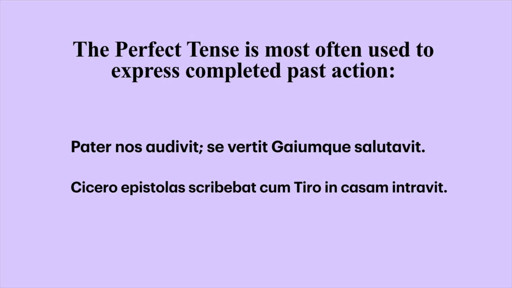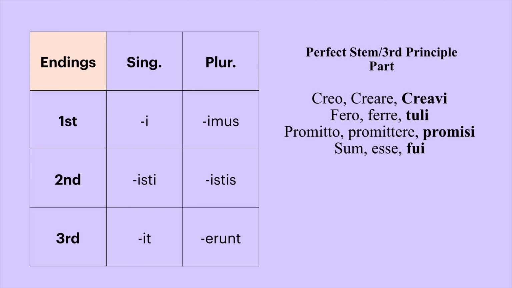Now, how do we create the perfect in Latin? Well, the good news is that the endings are very regular. We're going to have the same endings for all conjugations, regular and irregular verbs. And the endings are -i, -isti, -it, -imus, -istis, -erunt. So the letter I, ISTI in the second singular, IT in the third singular, IMUS in the first plural, ISTIS in the second plural, and ERUNT in the third plural: -i, -isti, -it, -imus, -istis, -erunt.